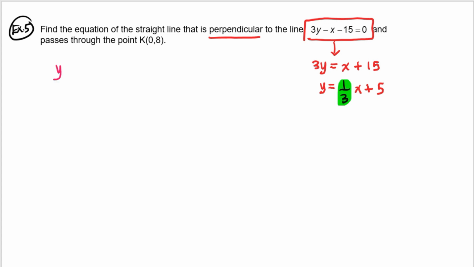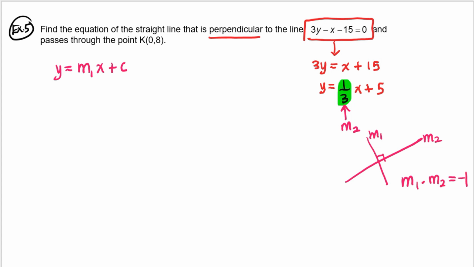Now we have the equation of the straight line, which is given by y equal to mx plus c. Suppose this is the first line, with y, m1, c. This is m2, which is perpendicular to L1. Since they are perpendicular, with m1 and m2, we have the rule that m1 multiplied with m2 should be equal to -1. Therefore, we already have m2, which is 1 over 3, so we get -1.